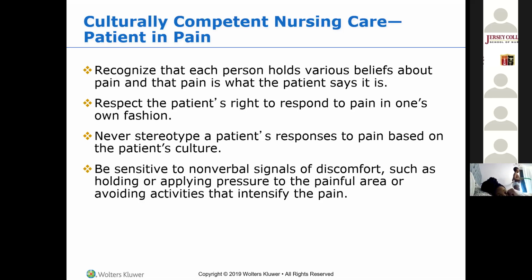So, again, pain. Everybody has different beliefs about pain. We have to believe that it's what the patient says that it is. We have to respect the patient's right to respond to pain in their own way. We don't stereotype their response to pain, because just because a patient's from that culture doesn't mean that they follow everything within that culture. We don't all follow everything within our cultures, right? So we can't expect that every patient we see does either.